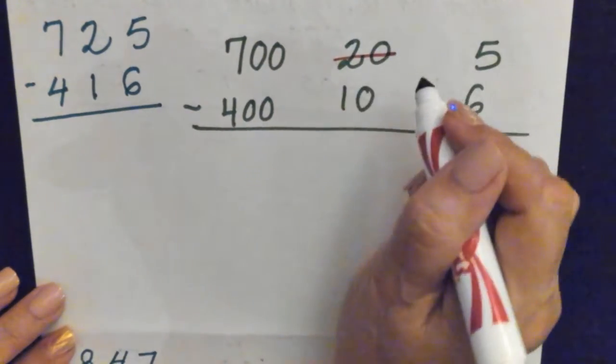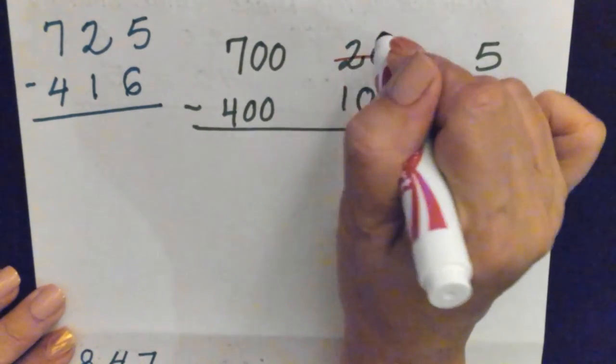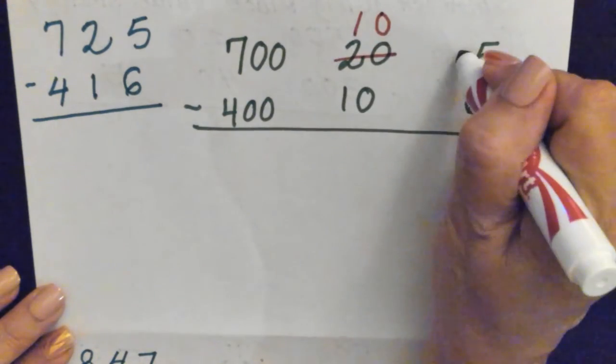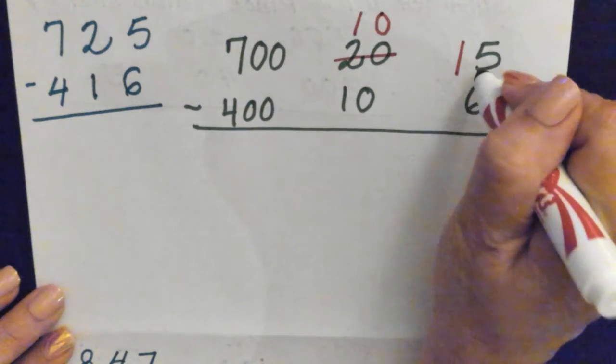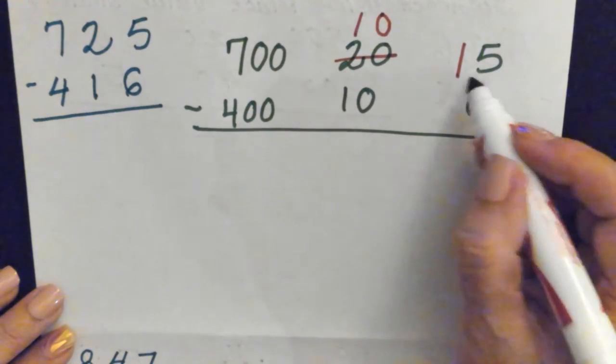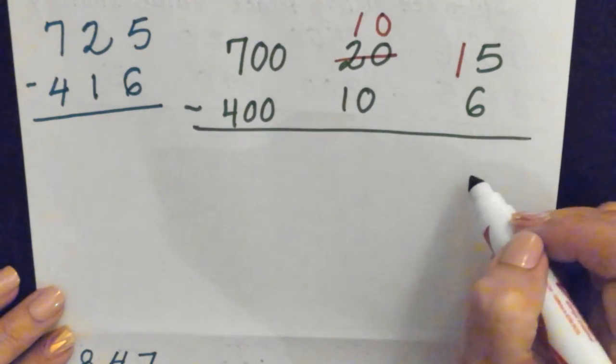And they're always willing. See? I'm going to borrow 10. 20 minus 10 is 10. So we put the 10 here. Don't forget to put the 10 over here. Now we can subtract. 15 take away 6 is 9.